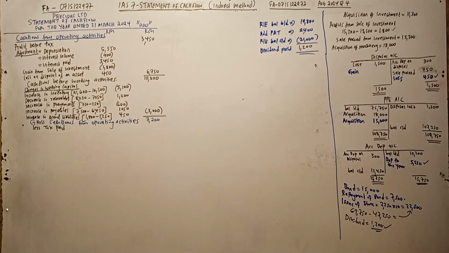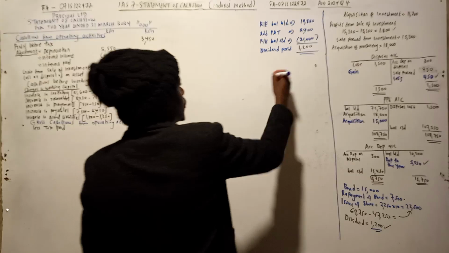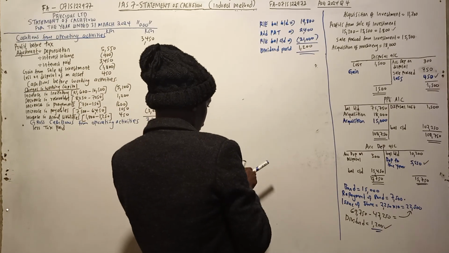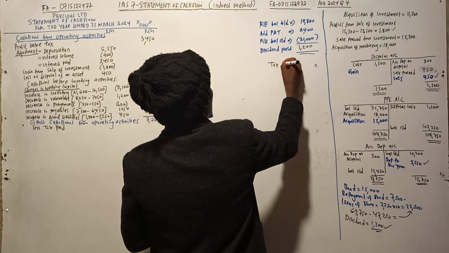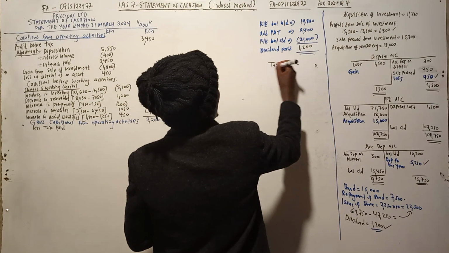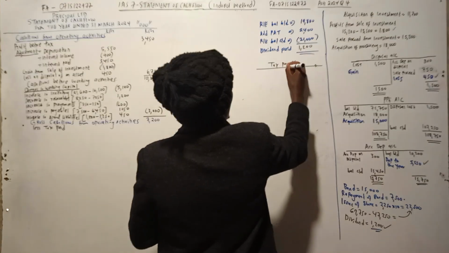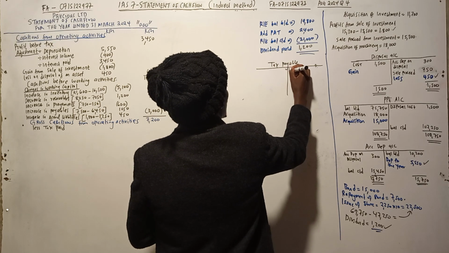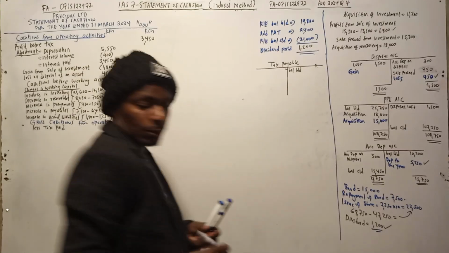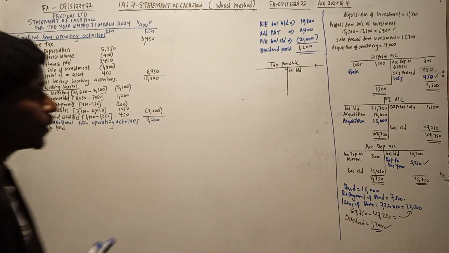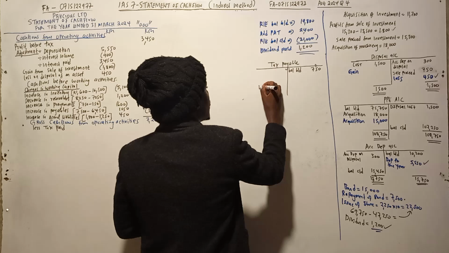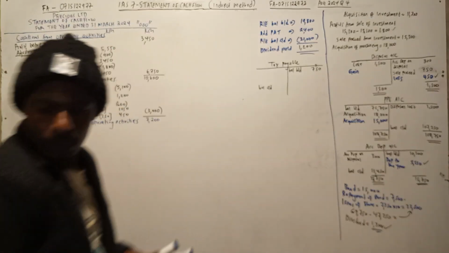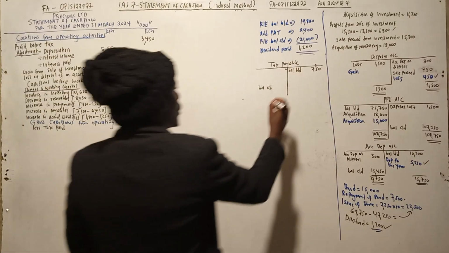Tuangalie kama tuko na tax payable. Yes, we have tax payable. So tukuje kufanya hiyo account hapa. So tunasema tax payable. So we need to come up with that account. Balance b/d, tax payable balance at the beginning is 750. Then balance carry down of 450.